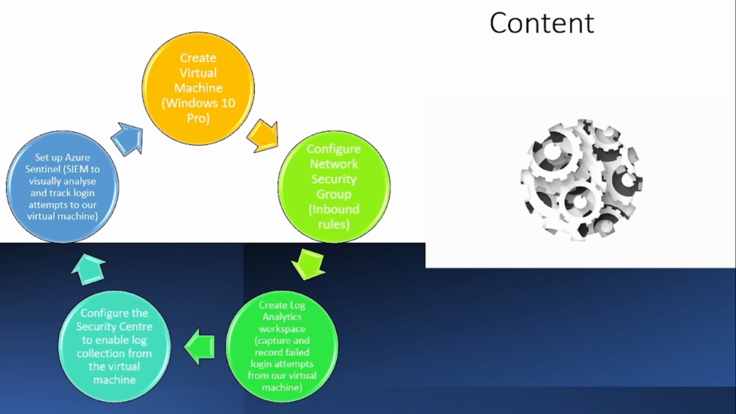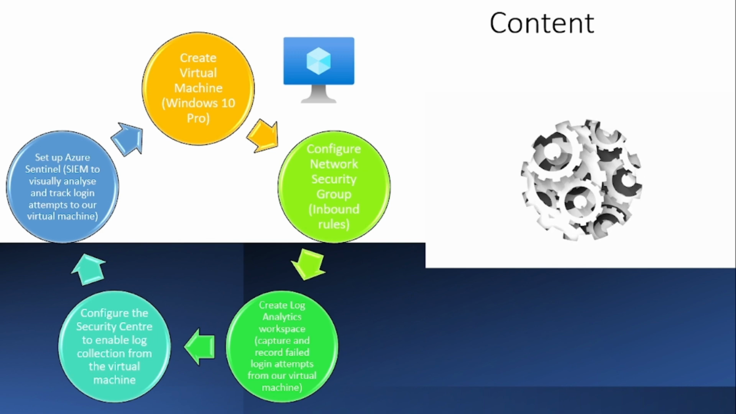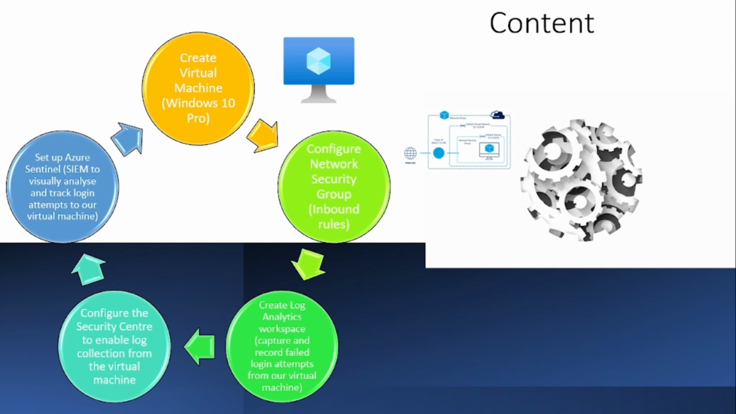In this tutorial, you are going to learn how to create your own security information and event management. In order to do that, we are going to create our virtual machine. Then we are going to configure the network security group. The inbound rules, we are going to allow all traffic from any source.